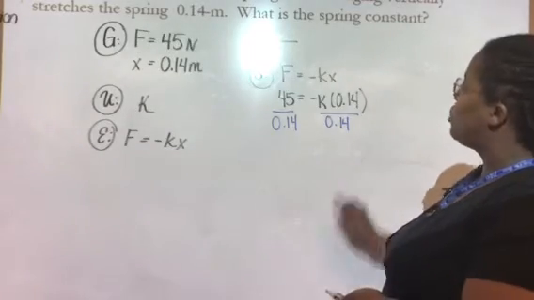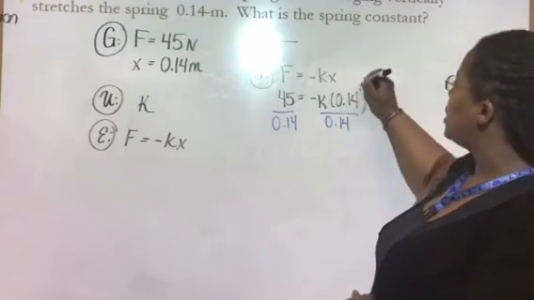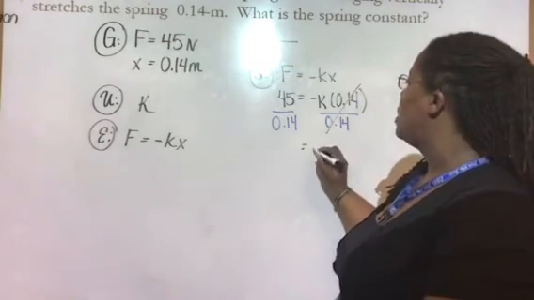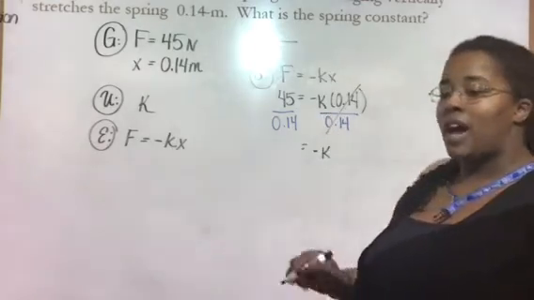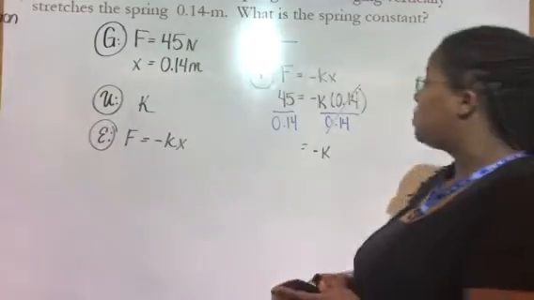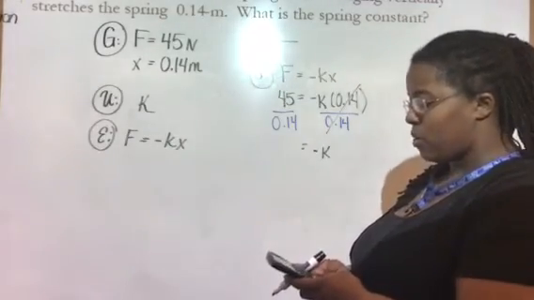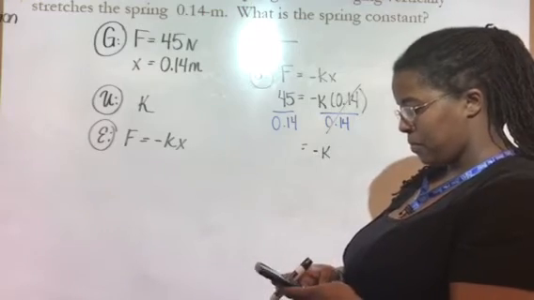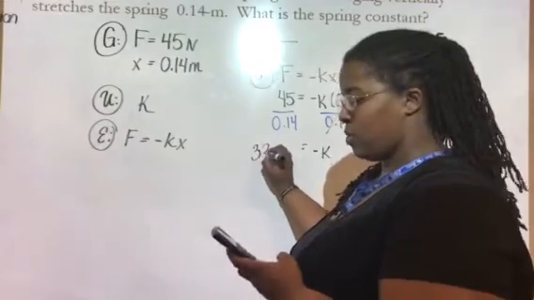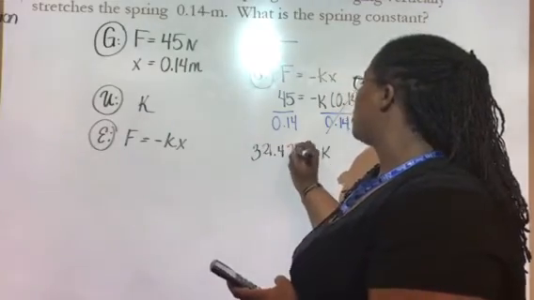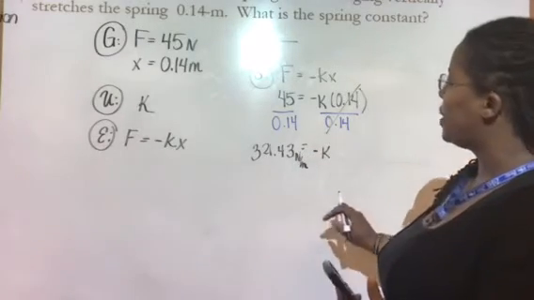You'll always have the question, what's going to happen here? We have the same number on the top and the bottom. So these two numbers are going to cancel out, and that's going to leave my k to the side. Here, we simply need to divide. So grab your device, and let's see what number we come out with. 45 divided by 0.14 will give you 321.43. And we know that our unit is newtons per meter there.